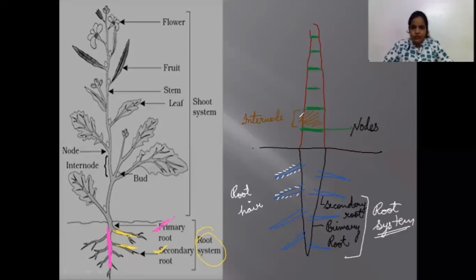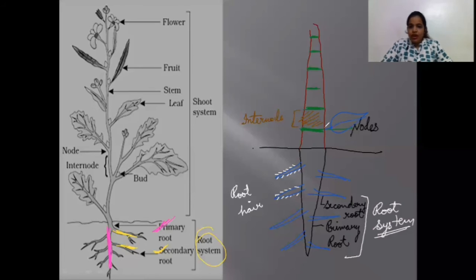A number of nodes are there on the shoot. The nodes will form the different parts of the plants. Like the nodes are going to form the leaf. So this one node is going to form the leaf. This is the leaf formed on the node. Now, this point where the leaf attaches, I'll draw it much clearer so that you can easily see it. So here this leaf is attached on the node.